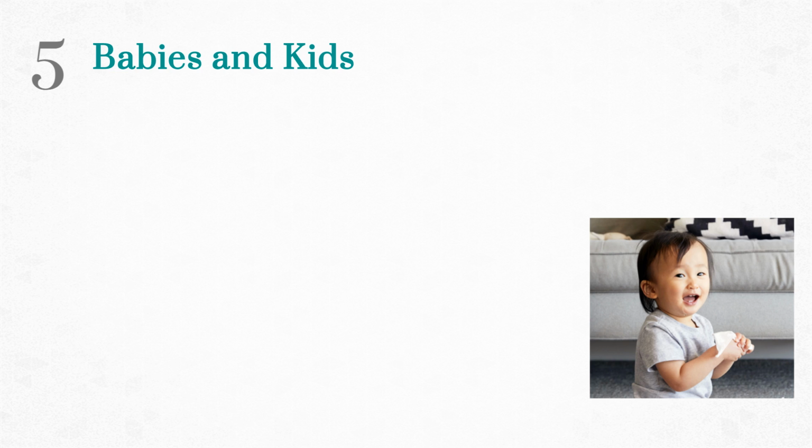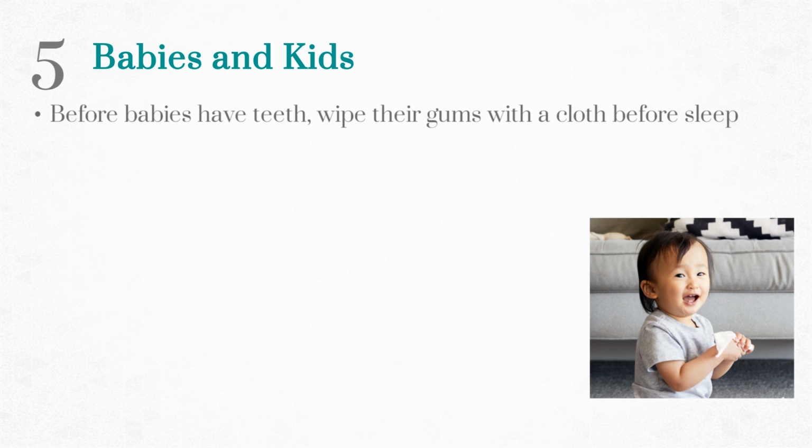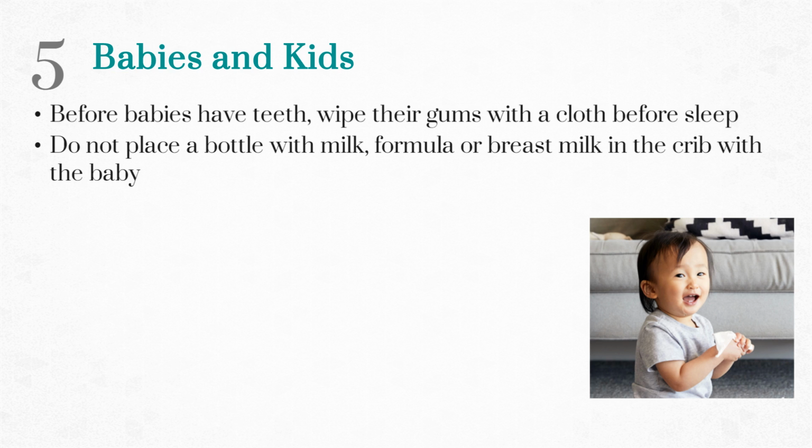Even before babies get their first tooth, parents can start supporting their kids' oral health. Before babies go to sleep, parents should wipe their gums with a soft, clean cloth. Parents should not put babies in the crib with a bottle, even if the bottle just has milk or formula in it.